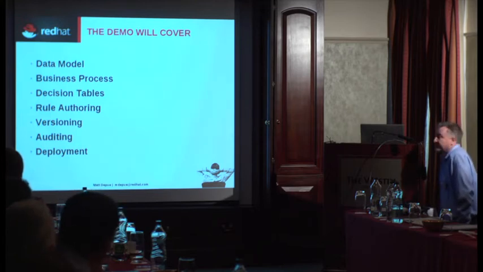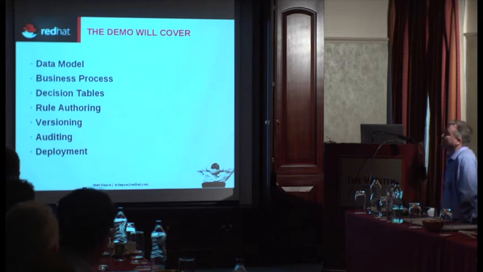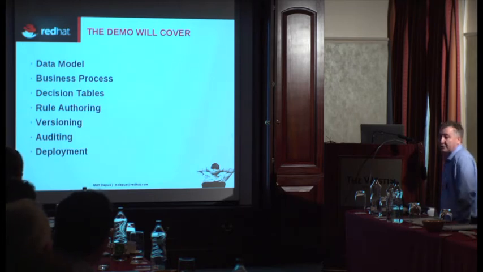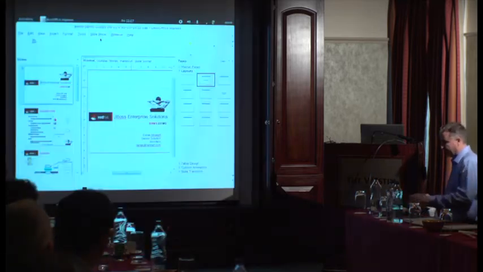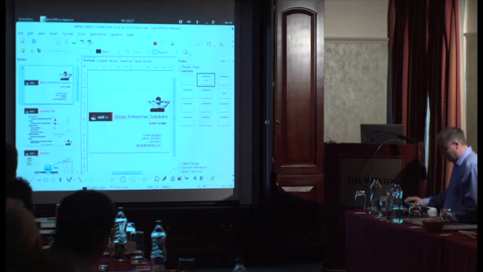A decision table is essentially just a set of rules that are laid out in a kind of spreadsheet and makes it easier to look at from a business perspective. I'll show you the rule authoring tools. We'll talk a bit about how this particular project was version controlled, and I will be talking about deployment as well. So let's start off.